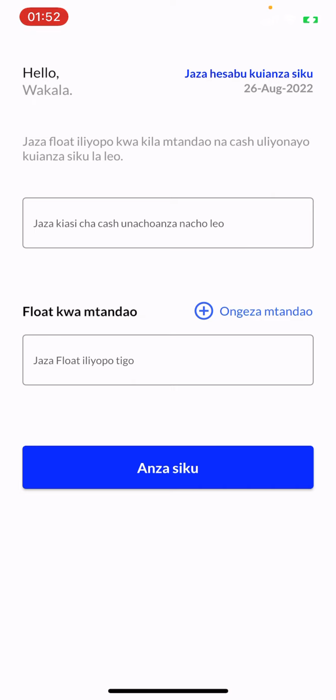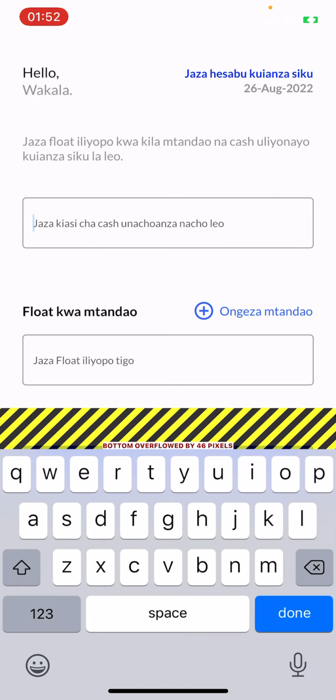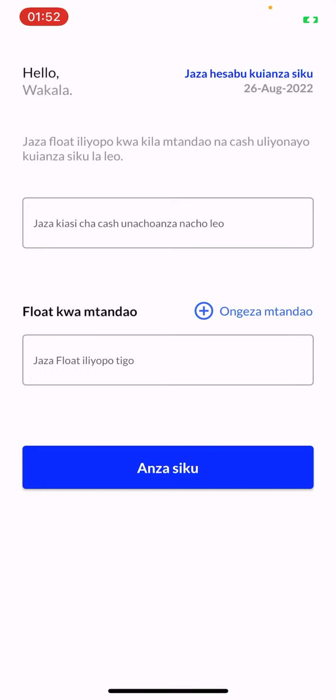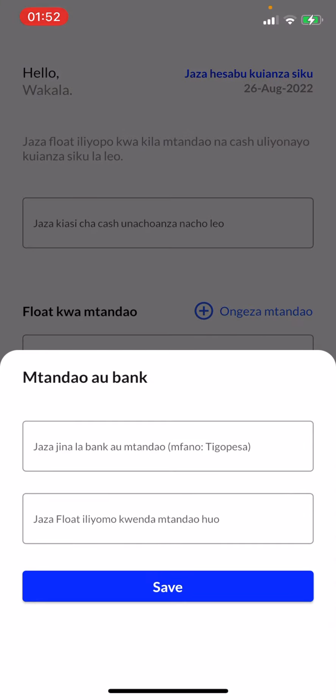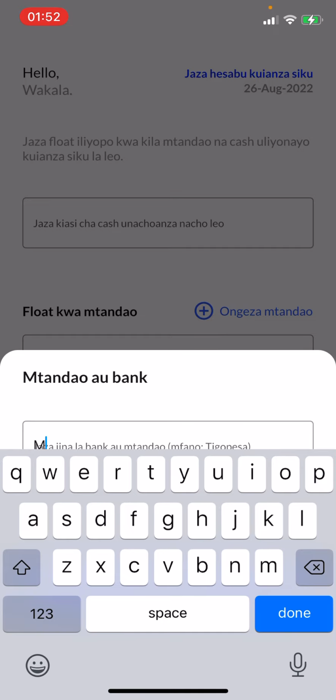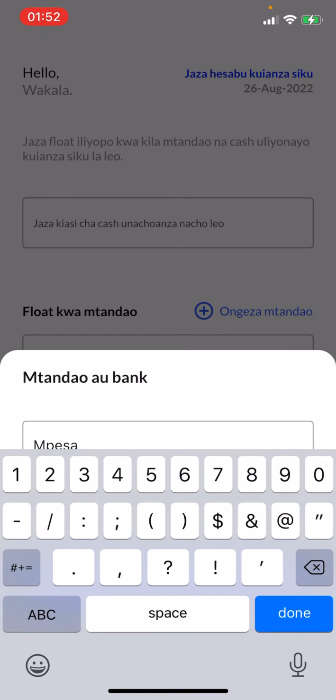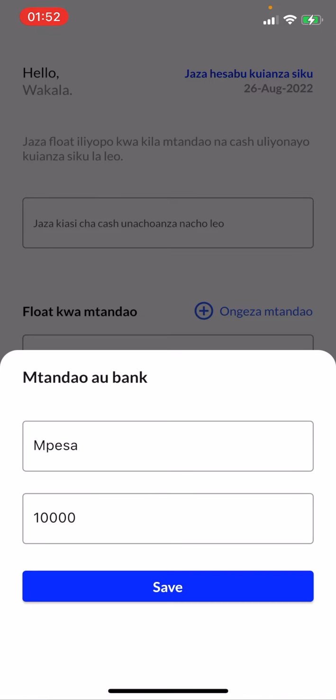It tells the mobile money agent to fill the amount of cash in hand, and here it tells the mobile money agent to create a network and fill in the amount of float available, say M-Pesa, and the available float is 10,000. So here the mobile money agent will be able to save that in M-Pesa. He or she has the float of 10,000, and will be able to add more service providers.